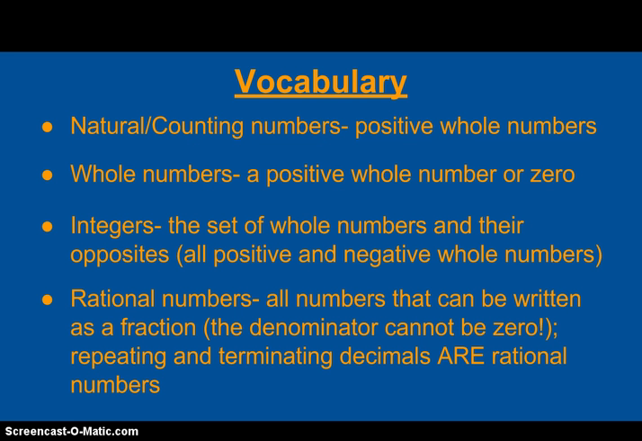Now, after hearing these definitions, do you think that a natural or counting number is a rational number? Can we write all positive whole numbers as a fraction? I think we can, so those would probably be considered rational numbers. And whole numbers, can we write all positive whole numbers or 0 as a fraction? I'm sure we could. So that would also be considered a rational number. Even integers, if I have negative 2, could I write that as a fraction? Well, yes, negative 2 over 1 is still just negative 2. So integers are also considered rational numbers.